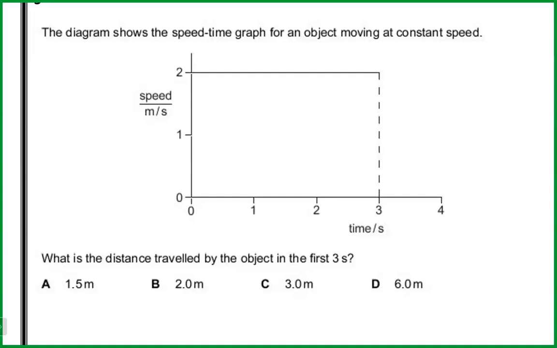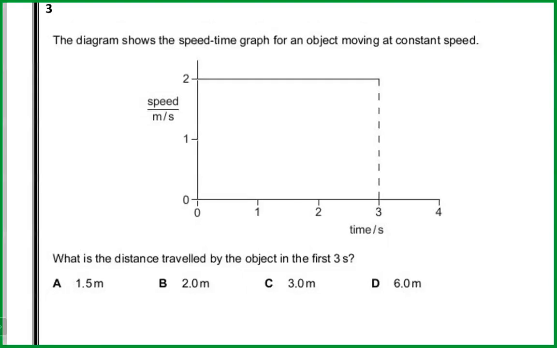Because we are actually finding the area under the graph, because it is a speed-time graph. For distance we find area, and look at the shaded region underneath the graph. It is a rectangle with length 3, width 2. So length times width, 3 times 2. And if you use the formula distance equals speed multiplied by time, that can only work with constant speed, which it is, and you can get the same answer as well.